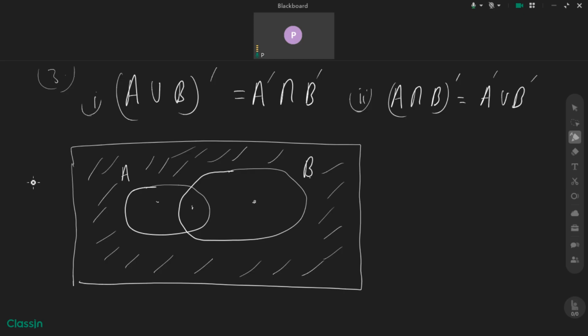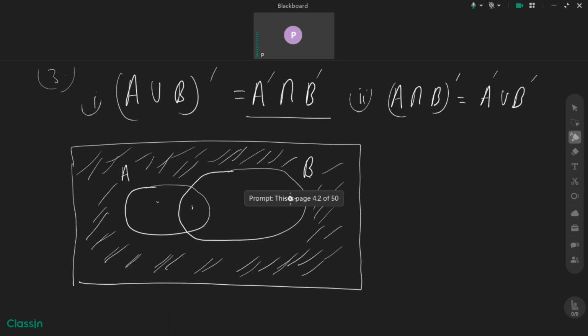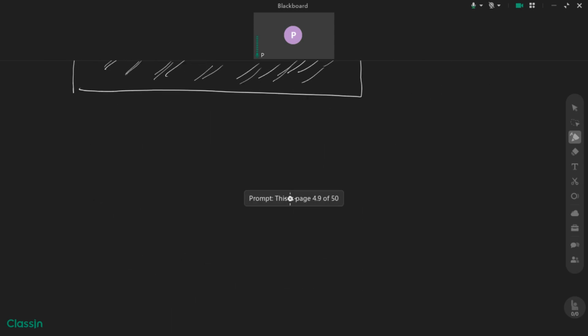And we are seeing that it is equal to A complement intersection B complement. We'll just make the diagram of the right side on the next diagram, and let us check whether we'll get the same region or not. In A union B whole complement, we are getting the region outside the A and B sets. Let's find whether A complement intersection B complement is the same region or not. For that, let us make a diagram here.